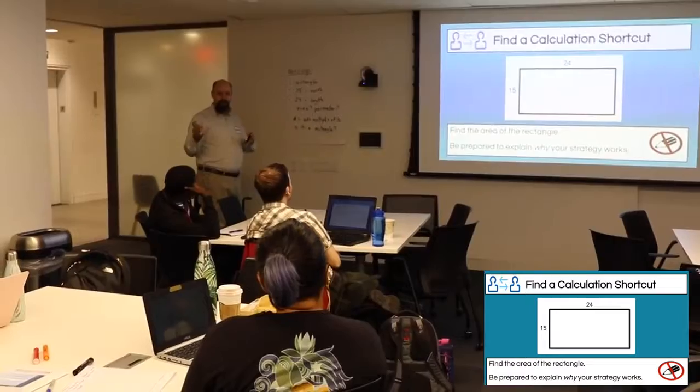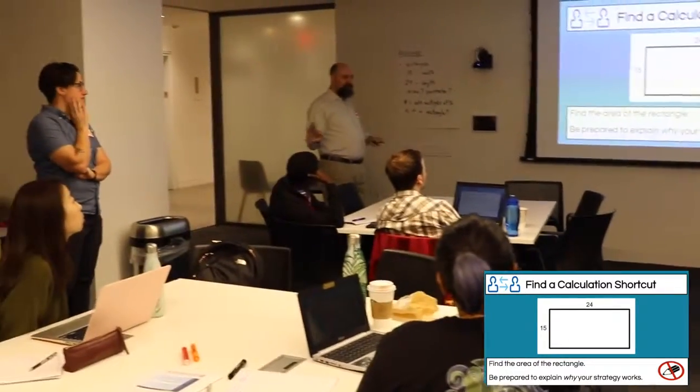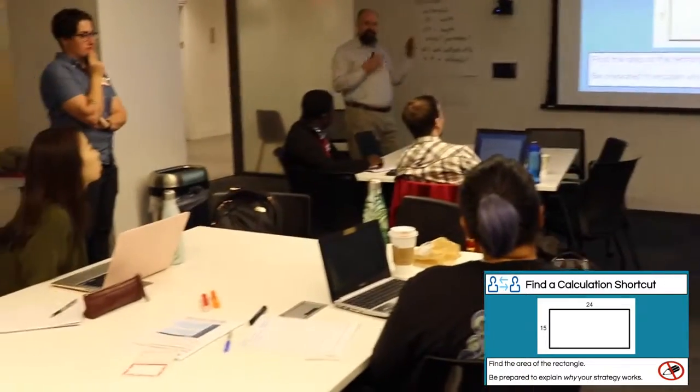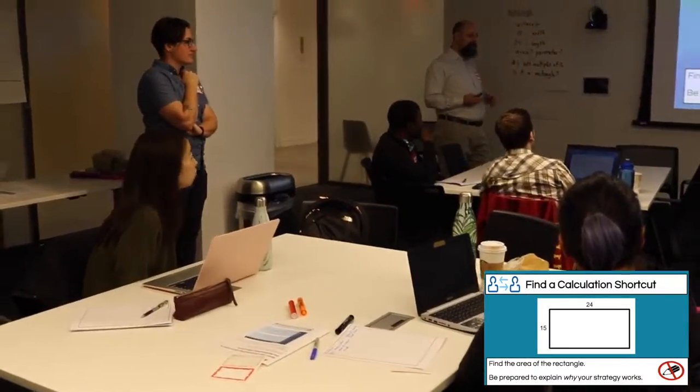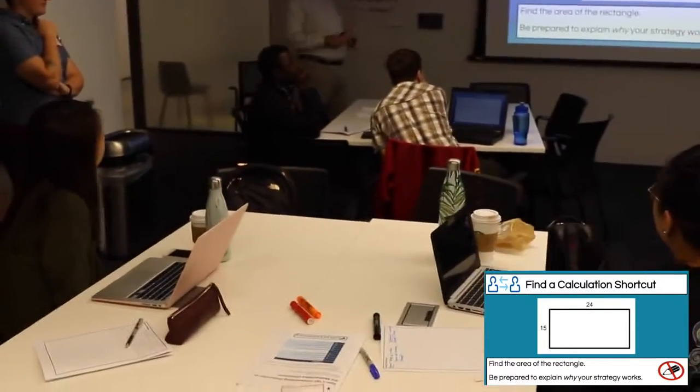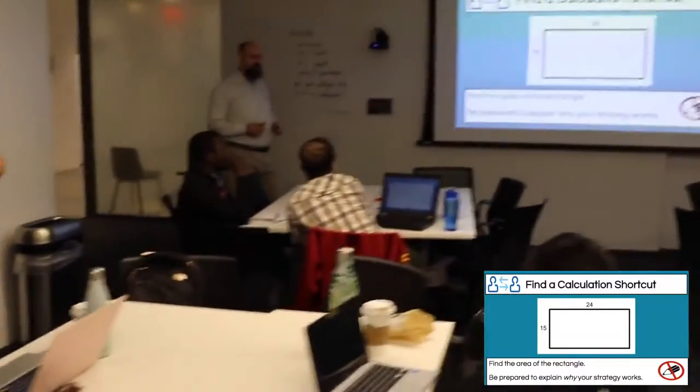Okay, so now work with your partner, develop a strategy or shortcut to efficiently find the area of this rectangle in your head, without pencil or paper, without a calculator. If you come up with one strategy, see if you can come up with a different one that's better, more efficient. Okay, go ahead.